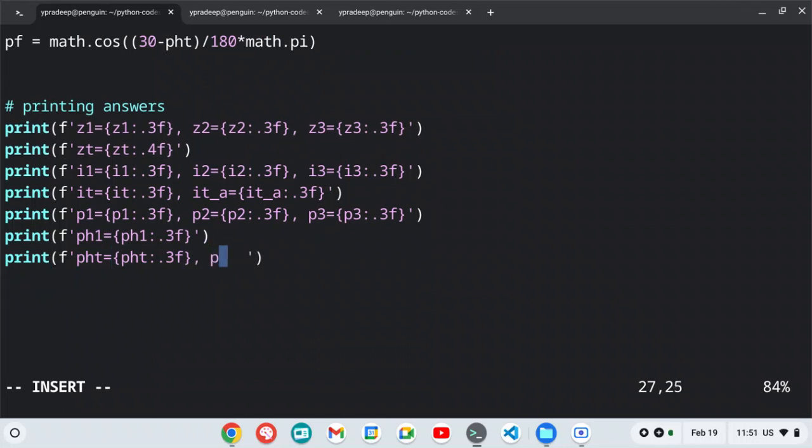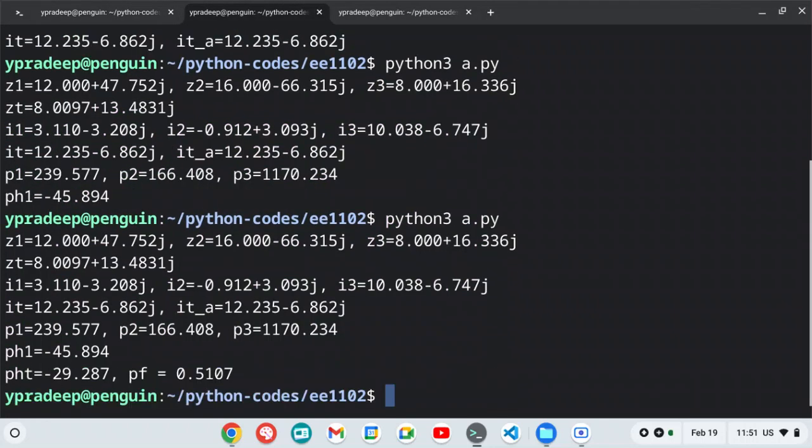PF equal to PF. Anyway, I'll just run this. So I'm getting the answer 0.51. The angle of the total current is minus 29 degrees. Voltage is at plus 30 degrees and the current is at minus 29 degrees, so 59 degrees is the total angle, and the power factor is 0.5107.